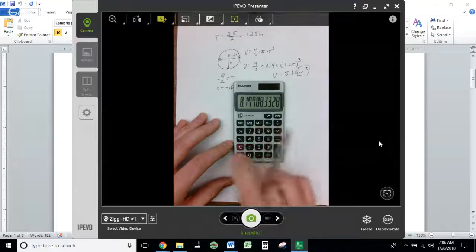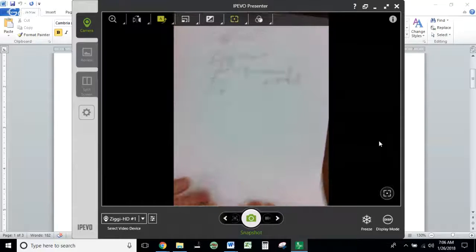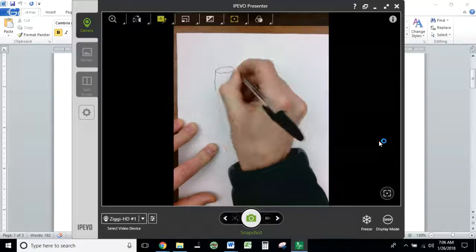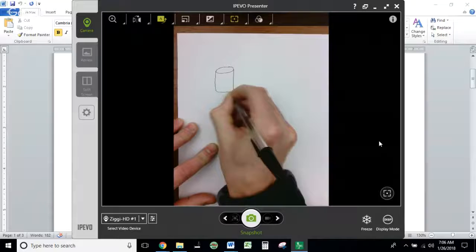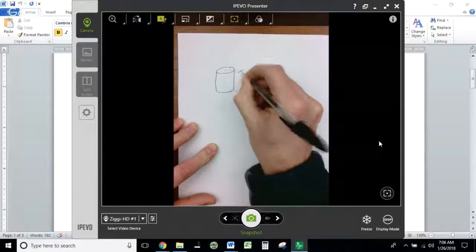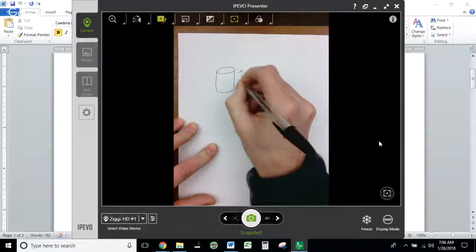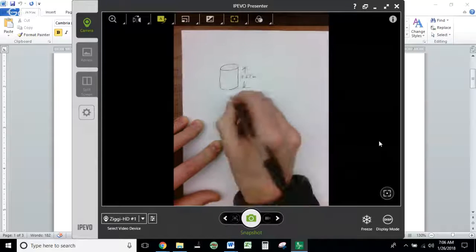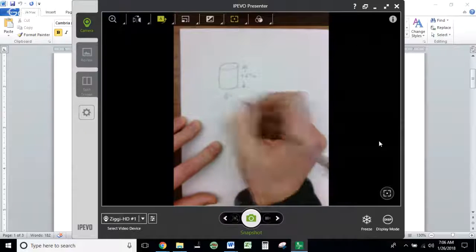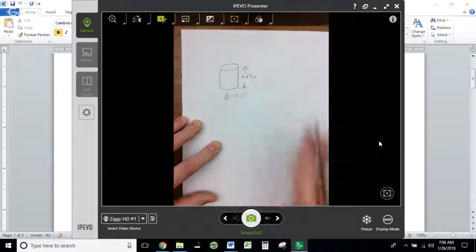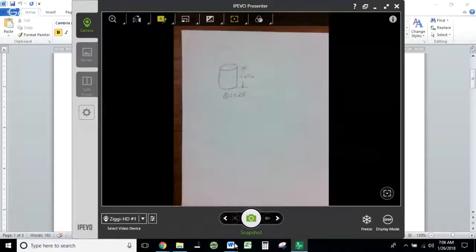Hopefully that was helpful. Let's go through one more real quick so that we can get the hang of doing this. Or sorry, a cylinder. We just did a sphere. I'm going to give you a height of, let's just say, 3.67 inches. And I'm going to tell you that your diameter is 1.25 this time.